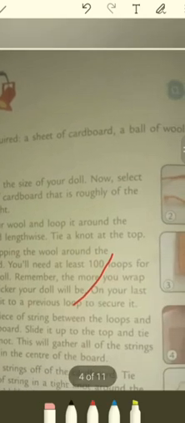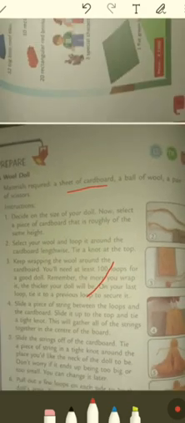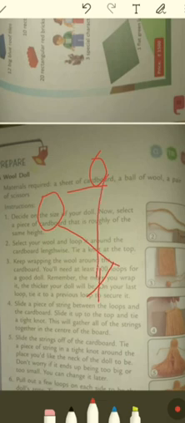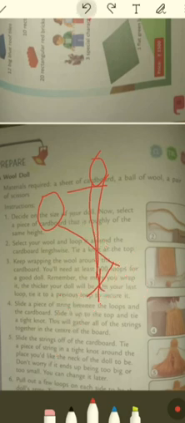Materials required are a sheet of cardboard. You know cardboard, right? Hard wooden board. A ball of wool. You all know wool, right? If you don't, I'll show you a picture in the next slides. A pair of scissors. You know scissors, right? Something like this, which even barbers use for cutting hair and all, right? You must have seen this, right? This is called scissors. Okay.